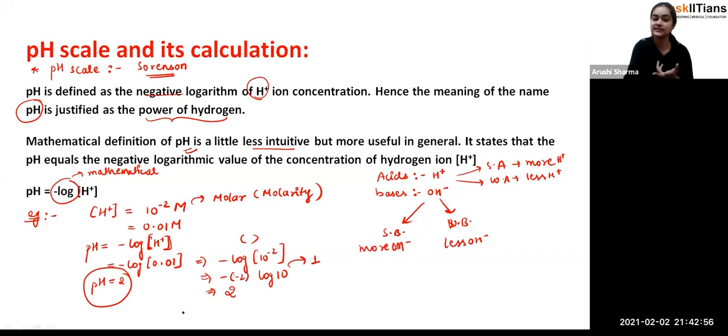Okay, so I have just given you one very small example so that you can understand how the formula is used. So don't go very deep into logarithm and anti-logarithm, because they are concepts of higher classes.